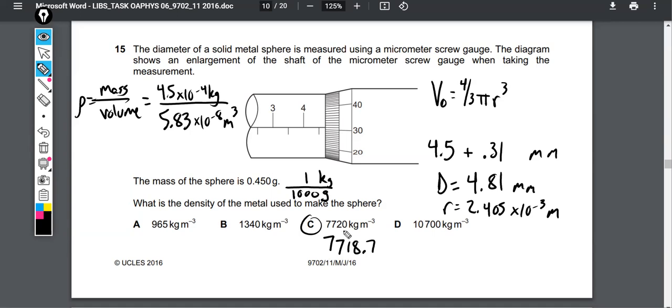Now we can look up what metals have a known density of 7720, and we might be able to identify that metal based on the density. That's one of the ways to identify an unknown substance: to look at its density. It won't always work. It could be an alloy that has a different density. So we don't know.